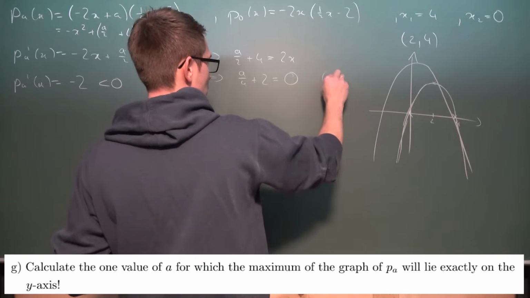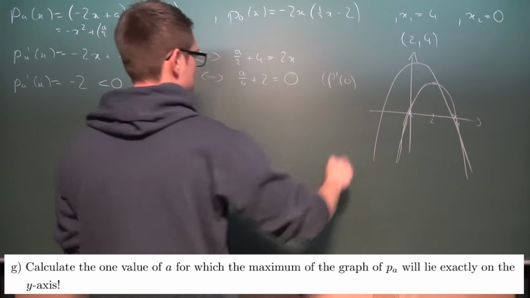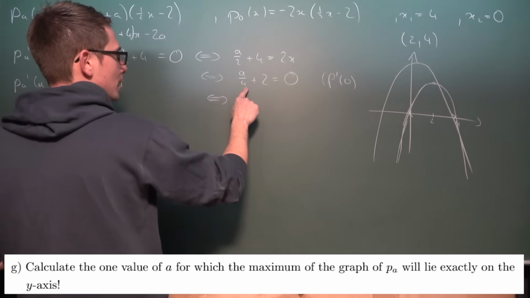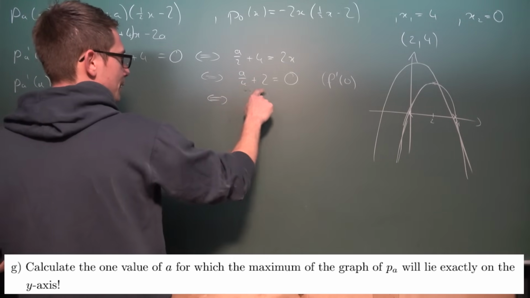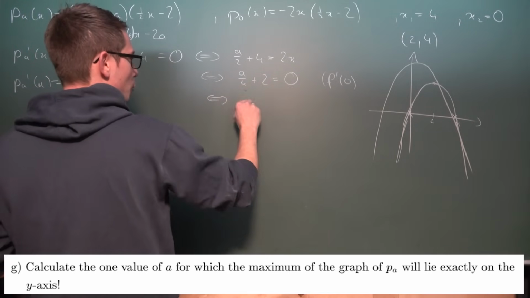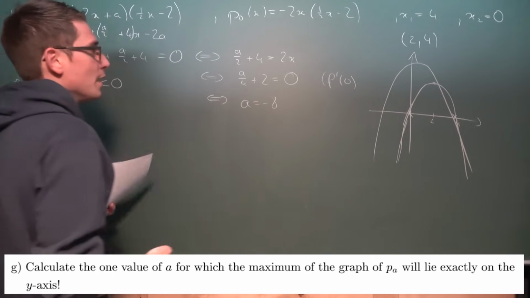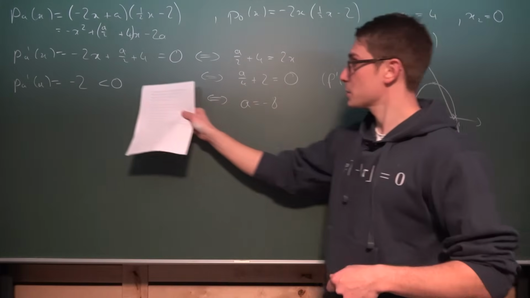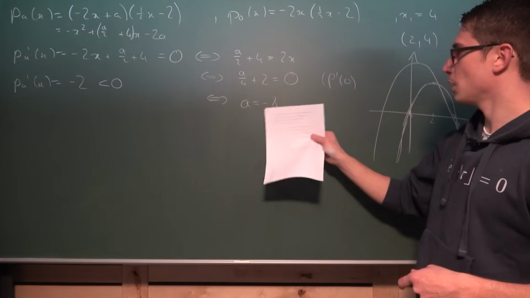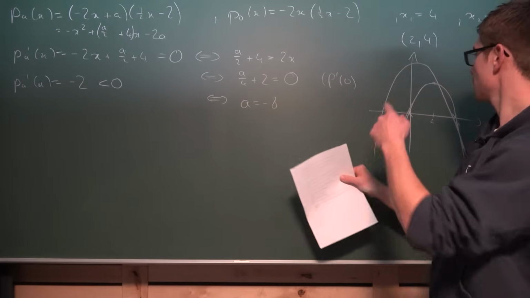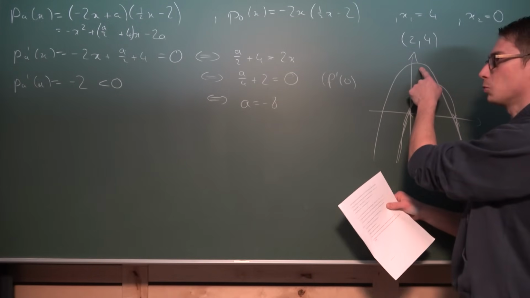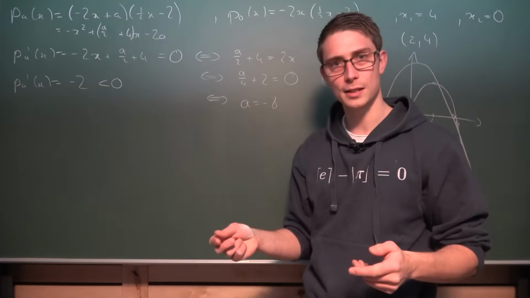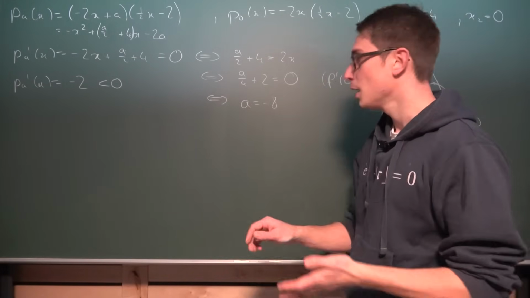This is what we are looking at. This right here corresponds to P_A prime of 0. Well, we can solve for a now. We are going to get negative 2 here, and then by 4 we are going to get a being equal to negative 8. And we know that this is always a maximum. So for a being equal to negative 8, our parabola will lie on the y-axis, exactly. And that's it. There's not much more to do.